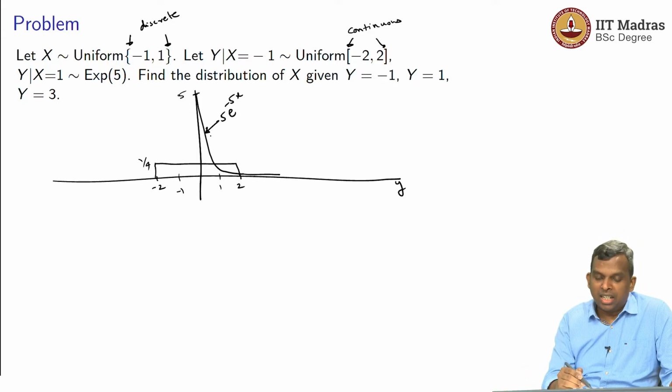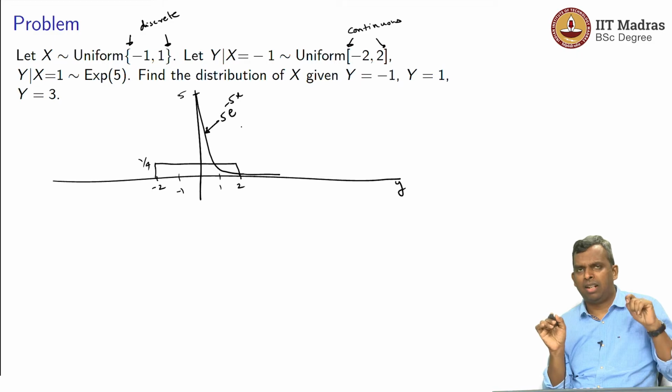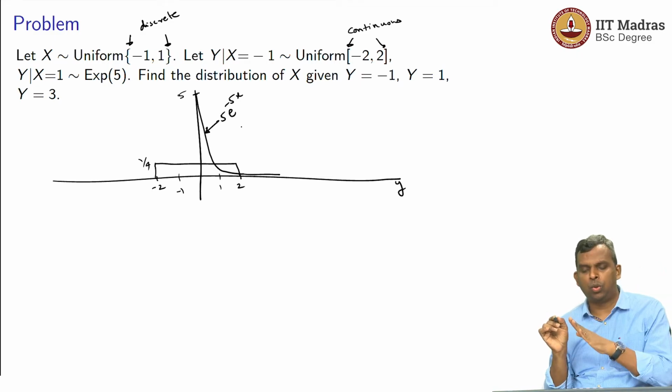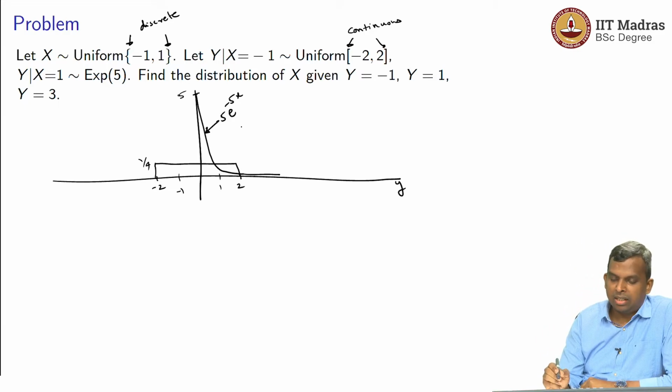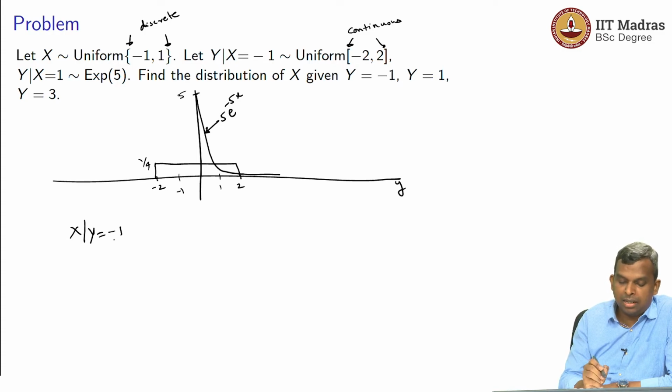Okay, so these are the two conditionals. Hopefully you can picture this now. Okay, so x takes value -1 and 1. When x is -1, y is uniform from -2 to 2. When x is +1, y has a conditional density which is like this. Okay, so x is uniform -1, 1. So what's being asked here is x given y equals -1. Okay, so when x given y equals -1, it might possibly take values -1 and +1. So for this, I want to compute probability that x equals -1 given y equals -1.